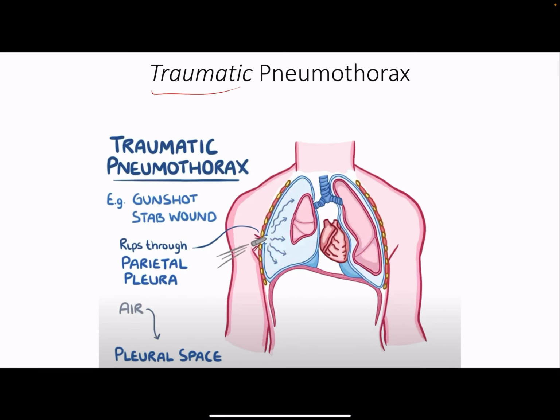Traumatic is, well, it's trauma related, right? You got shot, you got stabbed, you fell off of, I don't know, you got into a car accident. This is where something rips through your fascia and your parietal pleura, and then air just leaks in from the outside atmosphere into your pleural space.